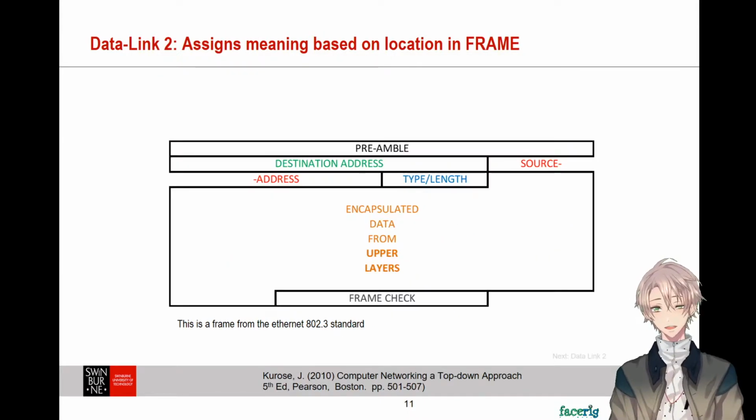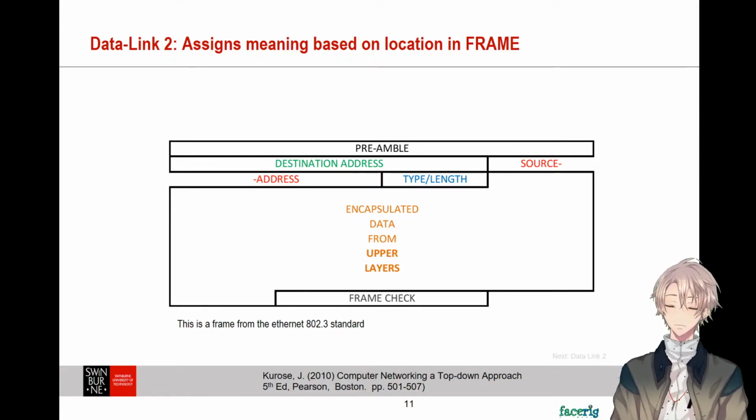The second thing that the data link layer does to the 1s and 0s just now is to apply a frame to them. A frame assigns meaning to the 1s and 0s depending on where they appear in the sequence of 1s and 0s.